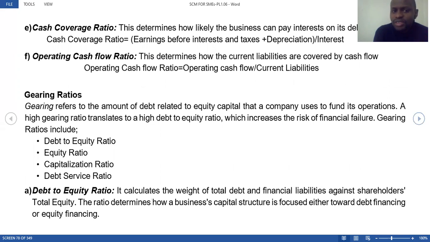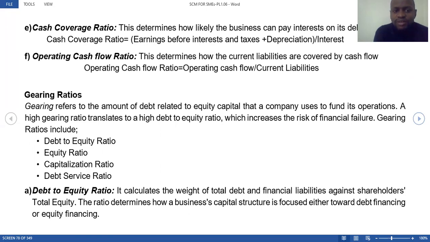Then we have operating cash flow ratios. This is calculated by cash flow ratio, which equals operating cash flow divided by current liability. So most of these ratios are very critical when you are doing financial accounting. And maybe if you have interacted with financial accounting, you must have had some of these ratios. And this is a very common unit in financial accounting.